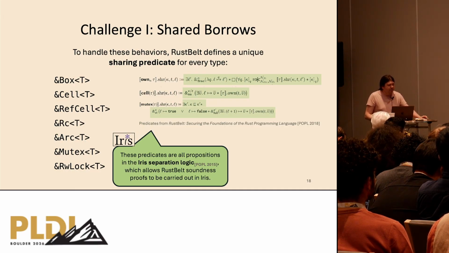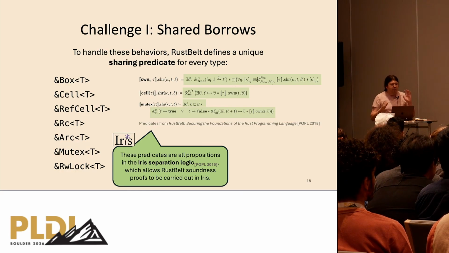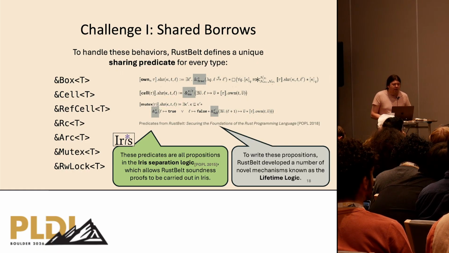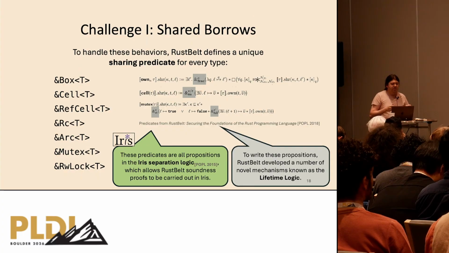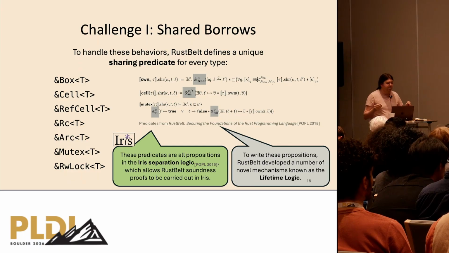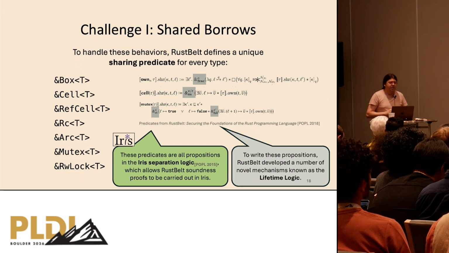The sharing predicates are all propositions in the Iris separation logic, which allows the VerusBelt soundness proofs to be carried out in Iris. The second thing is that to write these propositions, VerusBelt developed a number of novel mechanisms known as the lifetime logic. So for each type, you will have to pick and choose from these mechanisms to write these sharing predicates.